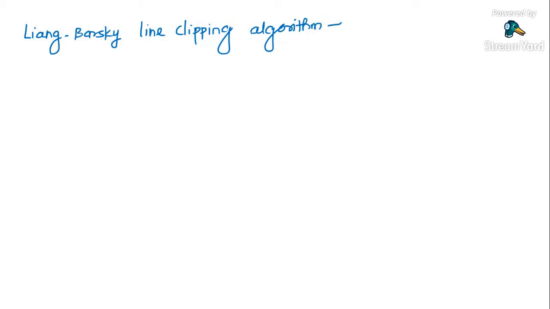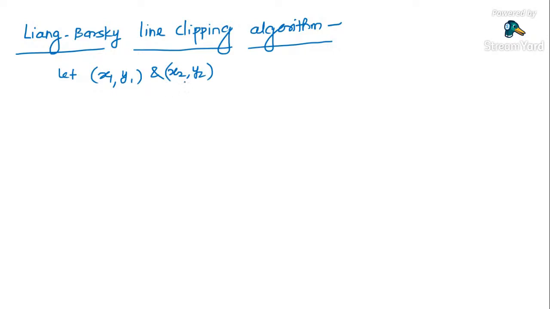Now we'll start with the Liang Barsky algorithm. Before going directly into the number of steps, we'll derive some formula so that you can understand how the Liang Barsky algorithm comes into the picture. Suppose x1 y1 and x2 y2 are the endpoints of a line.